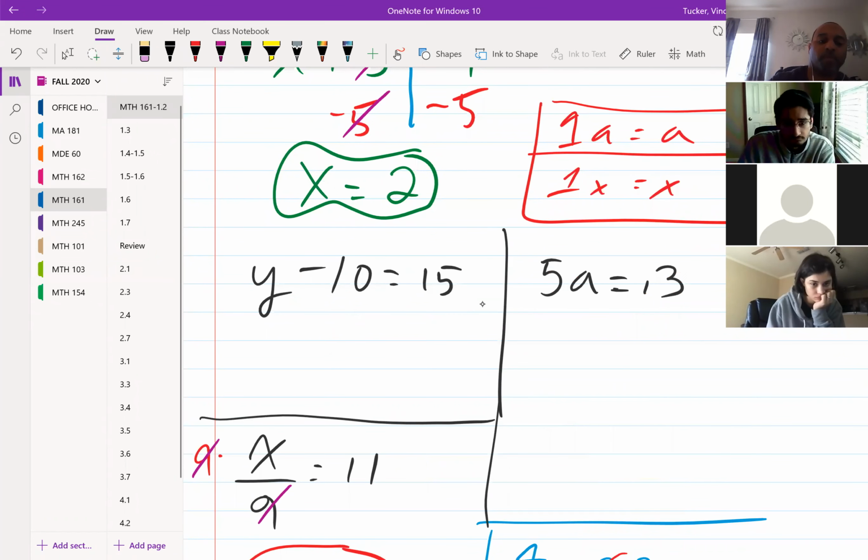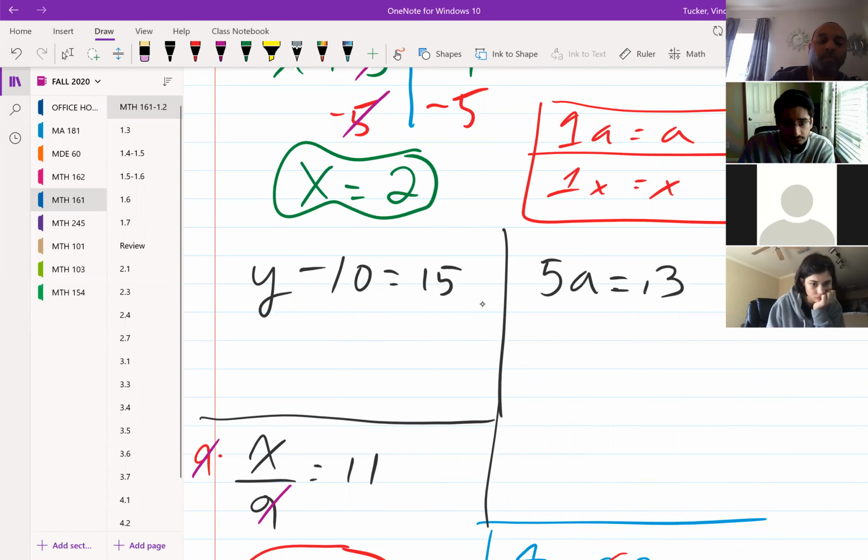y minus 10 equal to 15. We have a minus 10 that's being applied to the y, so that means we want to add 10 to both sides of the equation. y equal to 25. The 10s cancel.